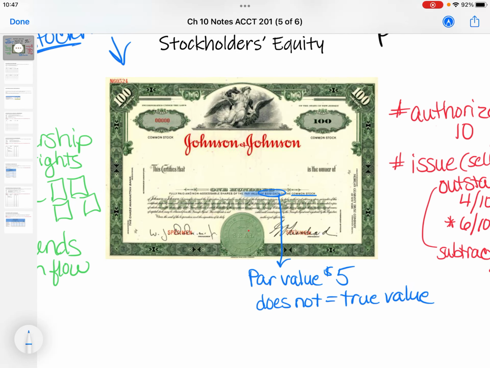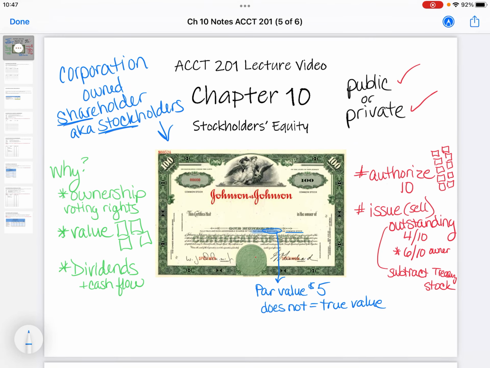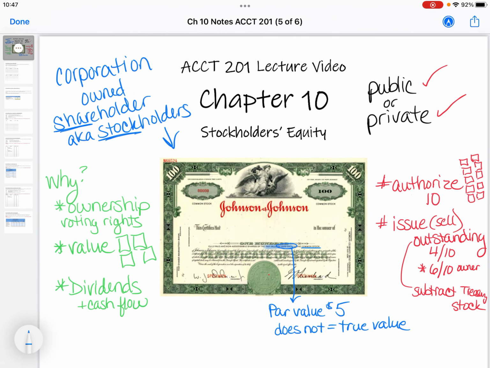But let me just tell you, when a company goes under, chances are they're going under because they don't have money. And guess who's the last to be paid? The owners. The owners are the last to be paid. So by the time we pay out everything else, they're probably not going to get anything.